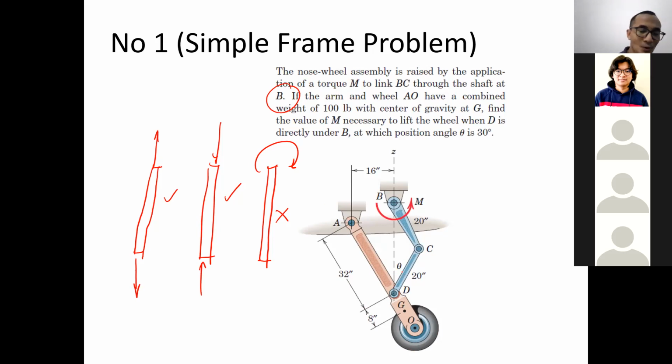One more thing: when a member has a pin at both ends, without moment and without friction, most likely that member will be a two-force member. Can you see a member which has pin joints at both ends without moment? It should be DC, sir. Yes, correct. DC is a two-force member.